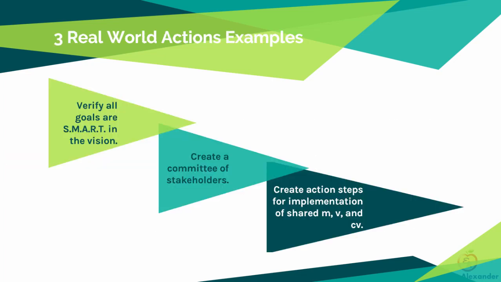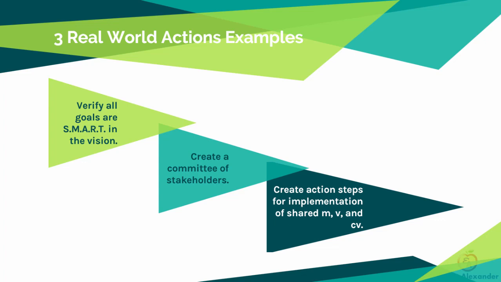So what are 3 real world examples that you can do right now to start doing this? One thing is, you want to verify that all your goals in your vision, mission, and core values are SMART goals. SMART goals are specific, measurable, action-oriented, realistic, and timely. So you want to make sure that your goals are actually SMART goals.